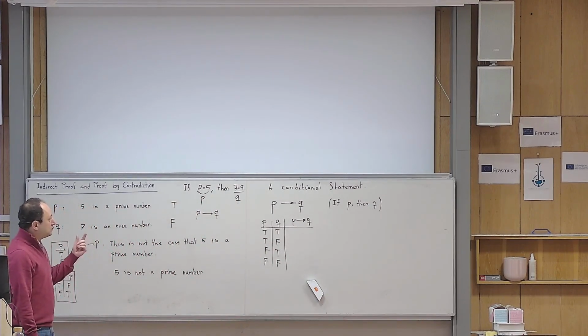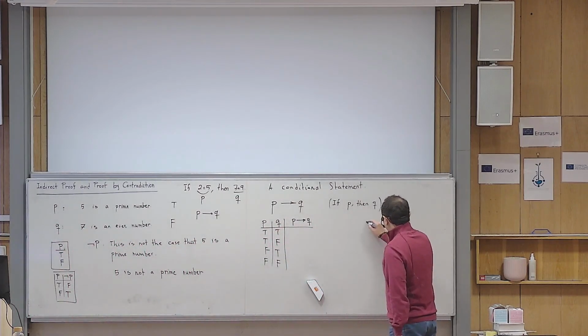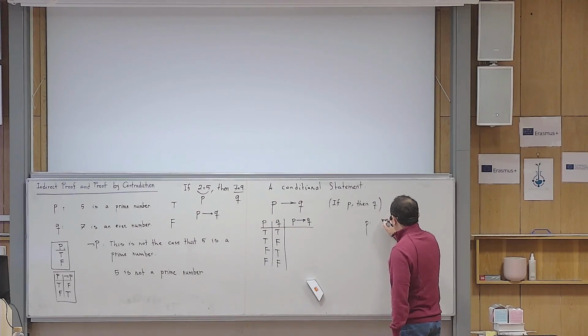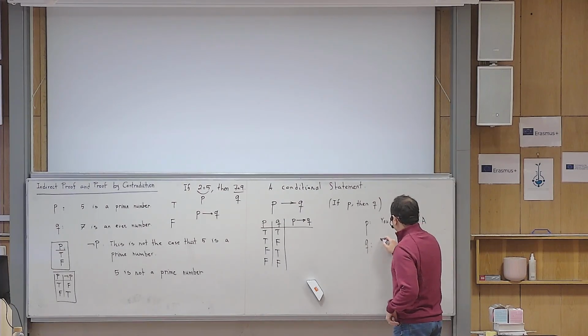Now, I want to see what is the truth value of this conditional statement. And I will try to give you a feeling. So let me say P, you get an A. Q, I buy you an ice cream.